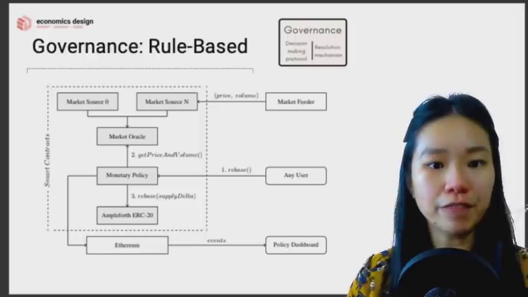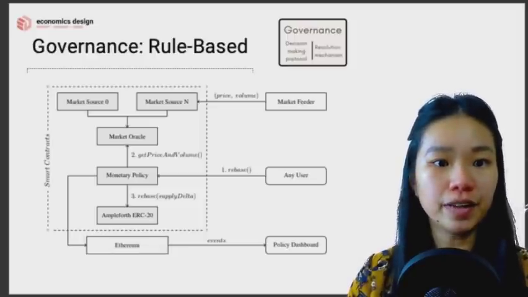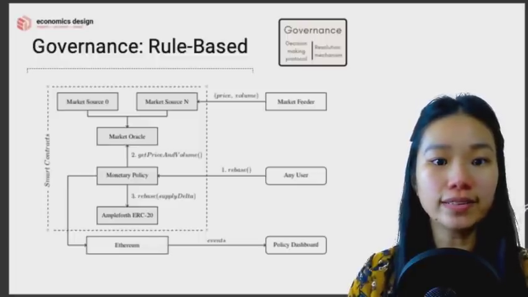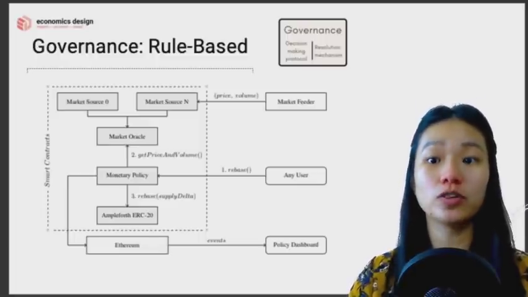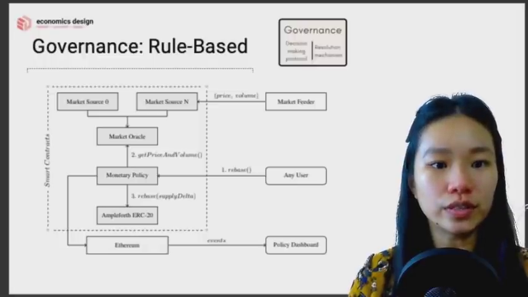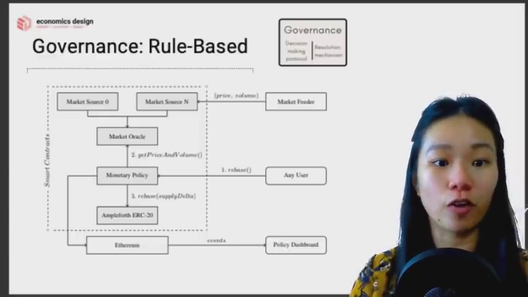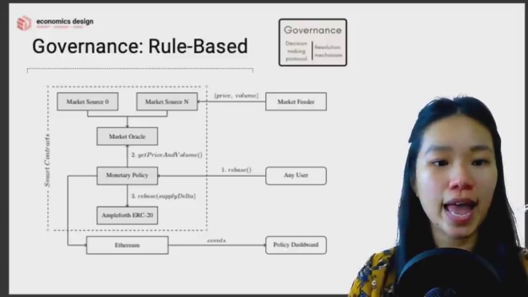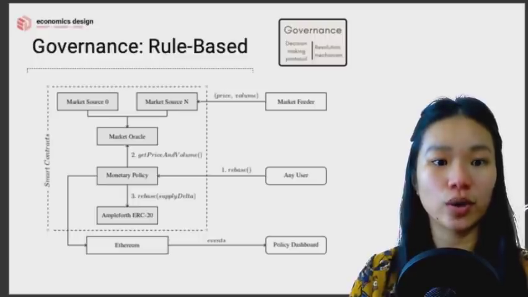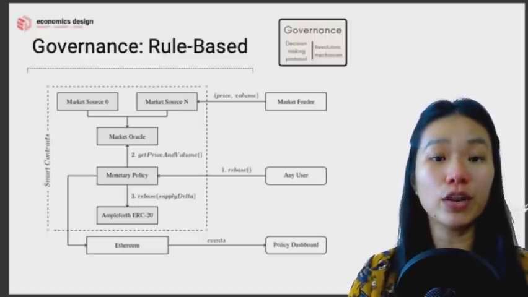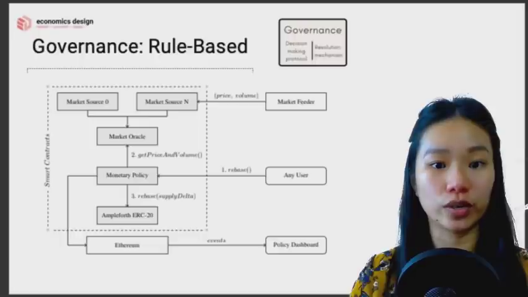So you have the market feeder. This is the little diagram that they have, and the smart contract looks at this. The market feeder gives the price and volume of the AMP tokens to market source 0 through market source n. It goes into the market oracle to get price and volume. Then it goes into the monetary policy, which we'll talk about later, and it will come out as ERC20 tokens. So it will rebase, increasing or decreasing the ERC20 tokens.